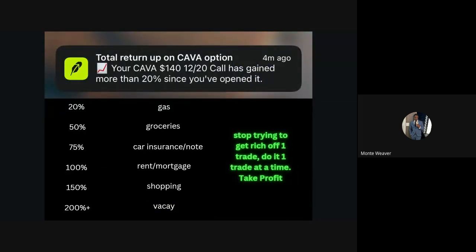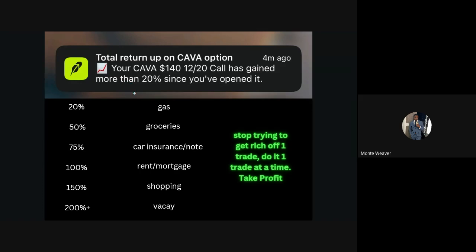How good does it feel to take a small loss, right? And then bounce back with a win? A lot of us are not even taking 20% off the table. So let me break this down for you, how you need to actually start thinking of money when you're trading. 20%, that's gas for the month. How good would it feel to cover your gas expenses for the month?